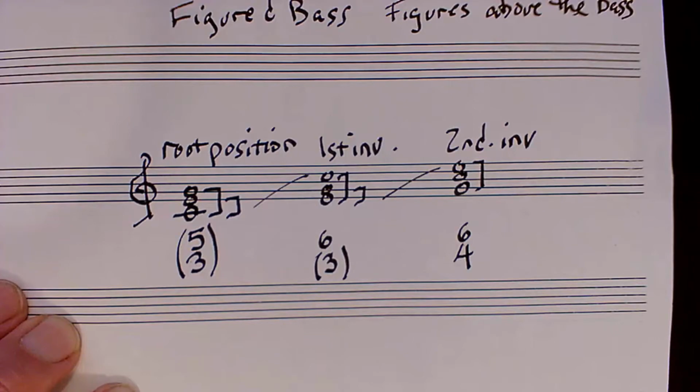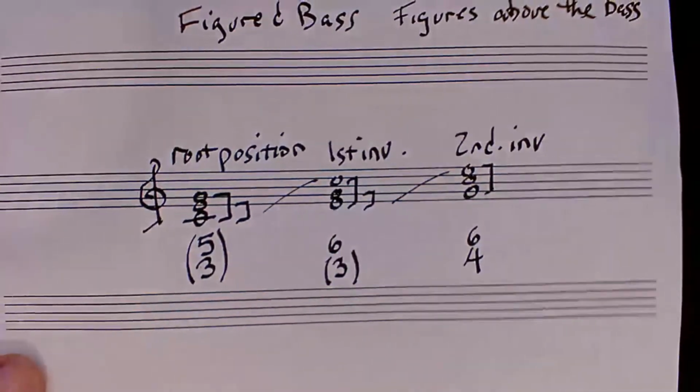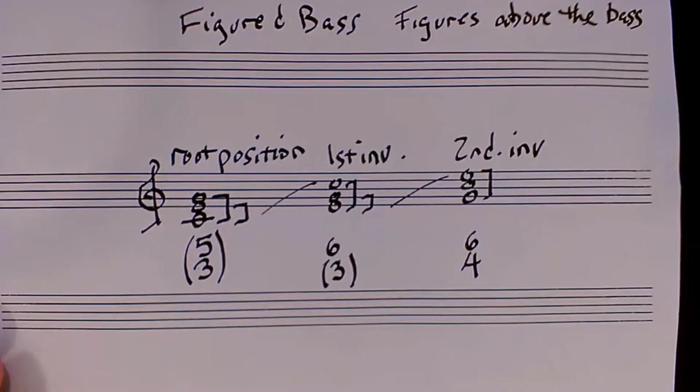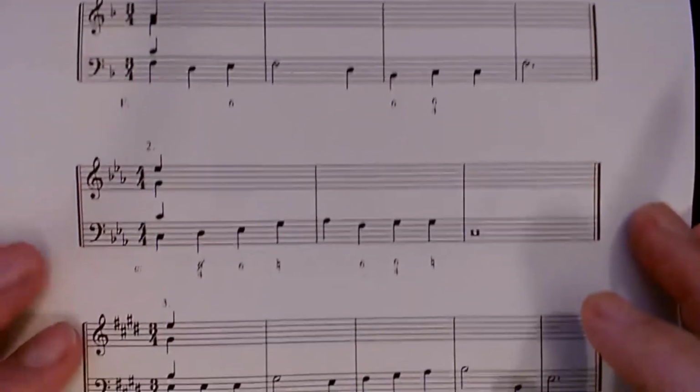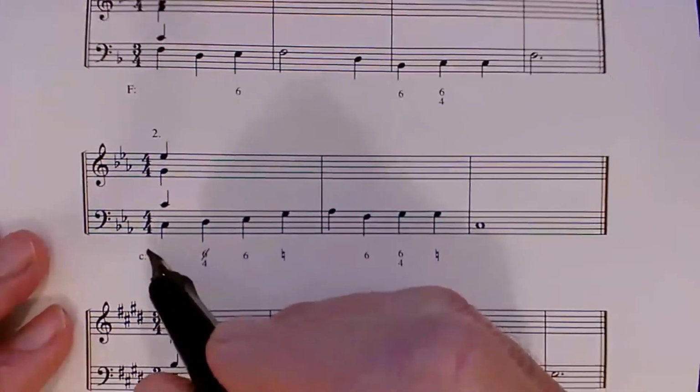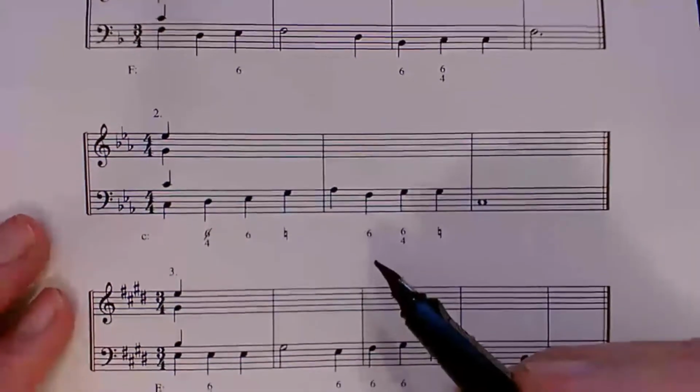So what I'd like to do actually at this time is take a look at our theory book, and this will be on page 90. We're going to look at a very basic example, and we'll see how to actually, what we call, realize the figured bass when we see a bass line. So here is the example, page 90. We'll look at this piece right here in the key of C minor.